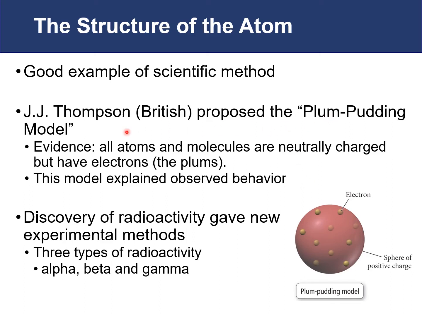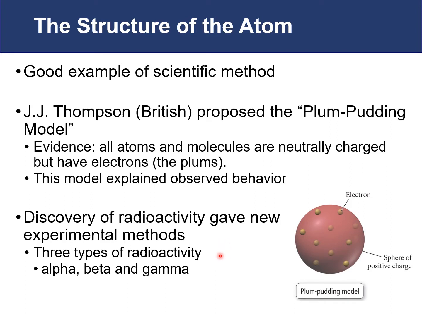The plum pudding theory for matter explained the presence of electrons which could be ejected, explained why atoms themselves do not normally interact with a magnetic field, and explained why things react in whole number ratios, right, because they exist as atoms, building off of Dalton's atomic theory. However, when radioactivity was discovered, new experimental methods opened up.